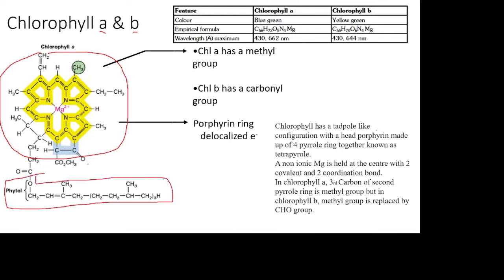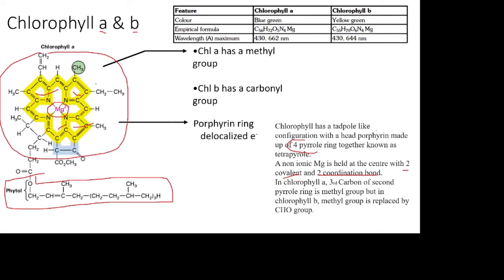So it is a head and a tail. The head is made up of a porphyrin ring, which has 4 pyrrole rings. So these are the 4 pyrrole rings, 1, 2, 3 and 4, and these pyrrole rings are connected together with the help of a magnesium element. This magnesium makes bonding with the nitrogen either in the form of a covalent bond or in the form of a coordination bond. So 2 covalent bonds and 2 coordination bonds are formed.